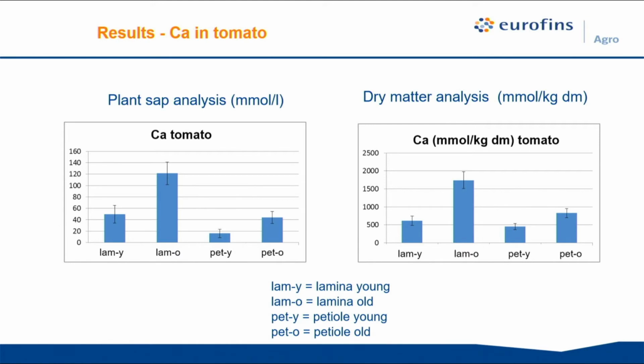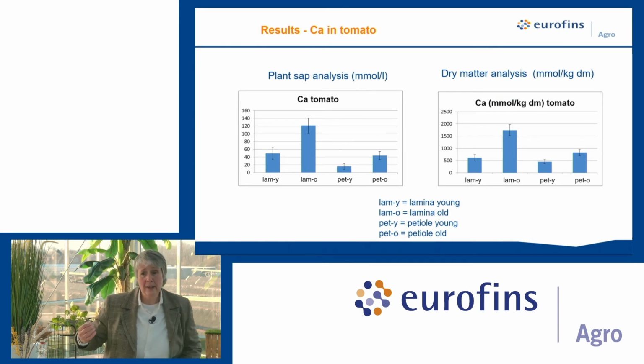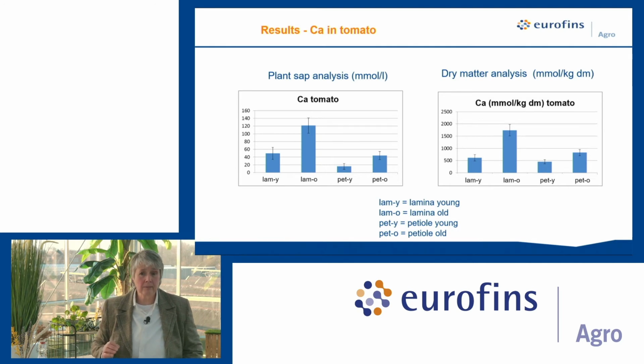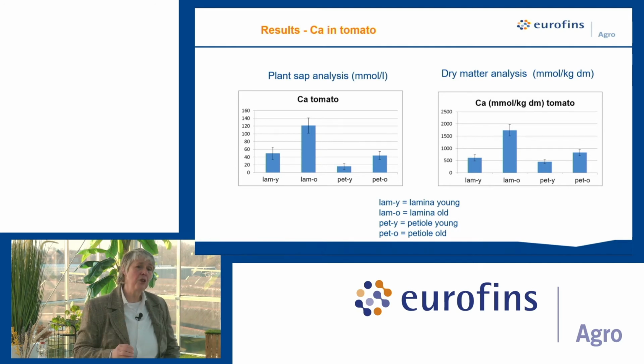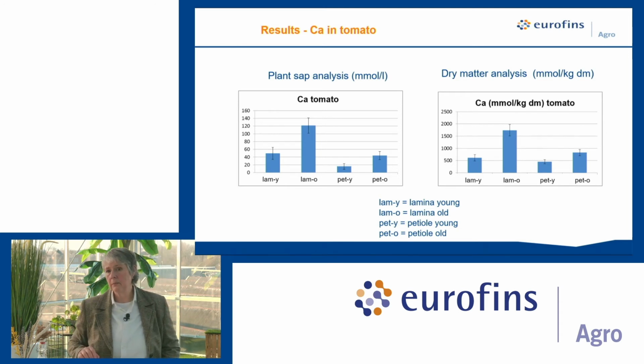If you look at the plant sap, lots more calcium available in the older leaf than in the younger leaf. And that's there, it's been put there. The leaf has been around for a longer time than a younger leaf. Therefore, it's not uncommon, it's not illogical that there's more calcium in there. But there's more calcium in the laminae than in the petioles. You see it in the plant sap, you see it in the dry matter.